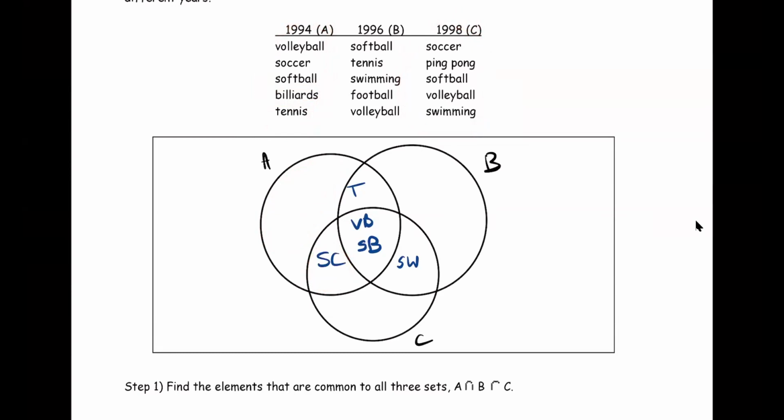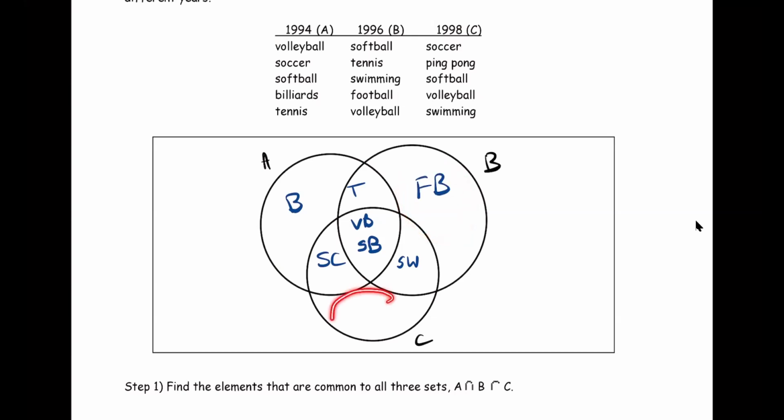Okay, so now we can focus on just A. What's in A that we haven't written down yet? Billiards. Billiards, and that's it, right? Yes. All right, so I'll just put B for billiards. All right. What about B? What's in B that we haven't written down yet? Football. Okay, I'll put FB.